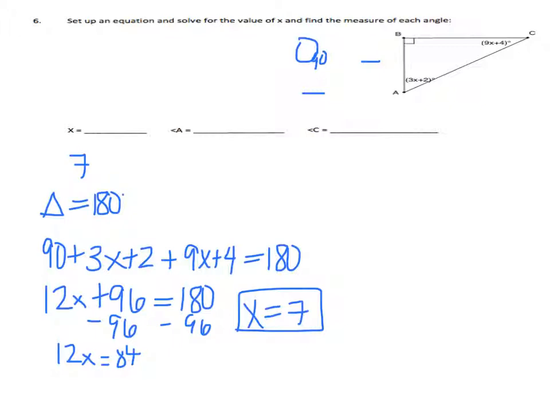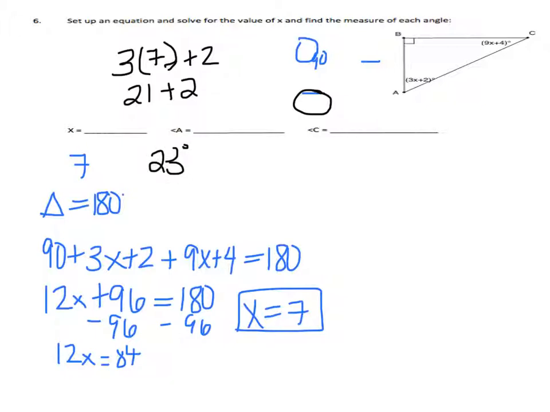Now I'm going to go back and find the measure of angle A. 3x plus 2 is what A represents, so I'm just going to substitute in what I found for x. This is 21 plus 2, which is 23. Then you could do the same thing for angle C: substitute in 7 for x and figure out what that is. Or, since you just found the measure of angle A, you could add 90 plus 23 and subtract from 180. Either way, you're going to get 63.